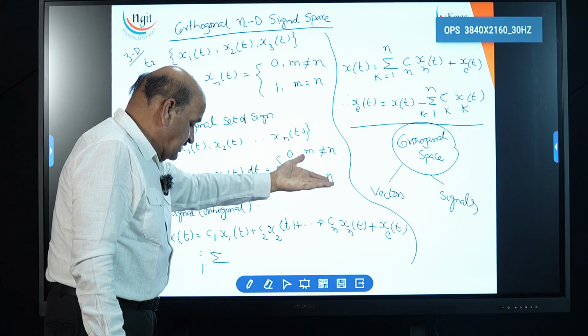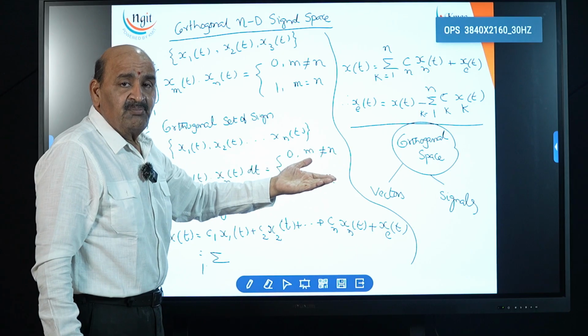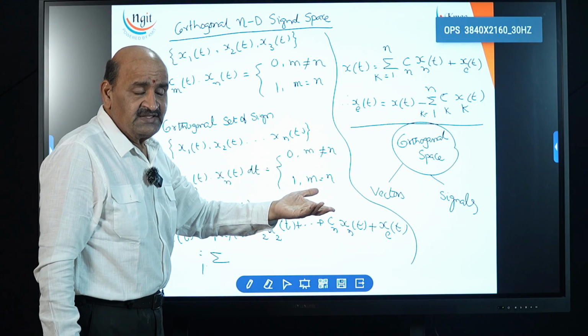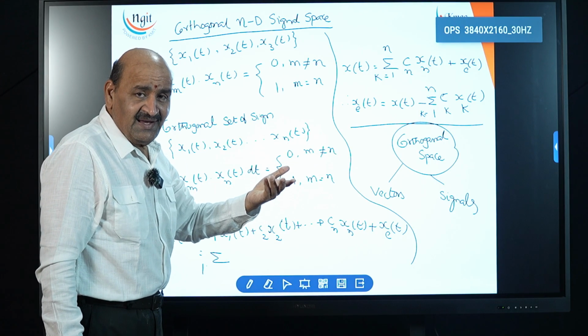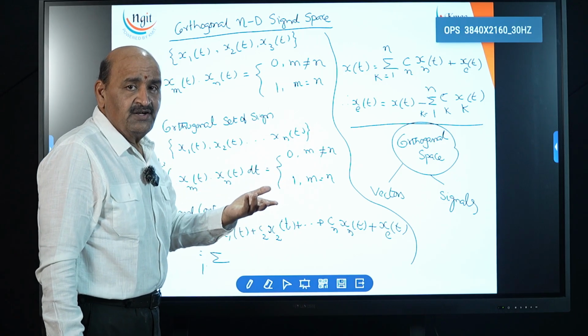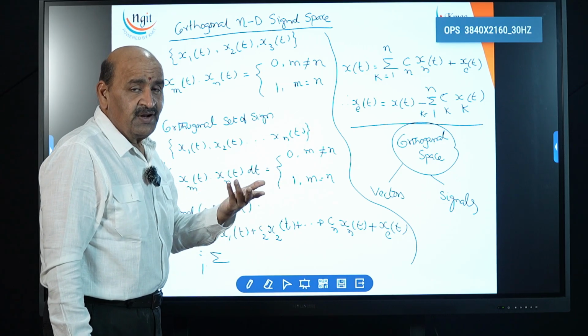Now in the very next session, we are going to discuss complete and closed sets of orthogonal signals. After that, mean square error. After that, we will enter into the concept of Fourier series.